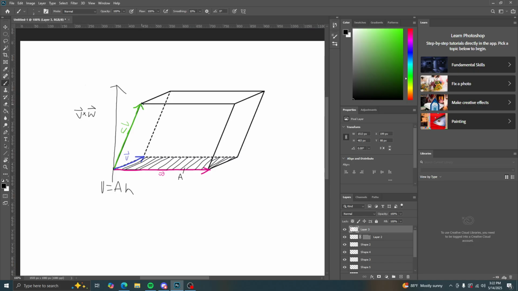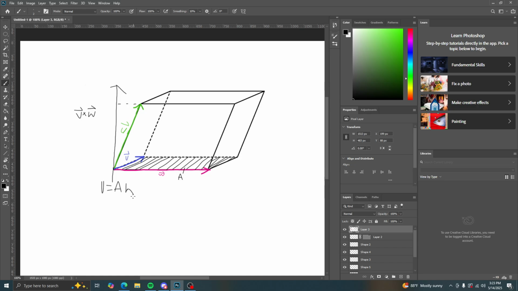So how do we get the magnitude? Well, the magnitude of the height is going to be based on u. Basically, we want to know the amount of u that is in the direction perpendicular to this area. In other words, we need the amount of u that's in the same direction as v cross w. Right here is where the height is.